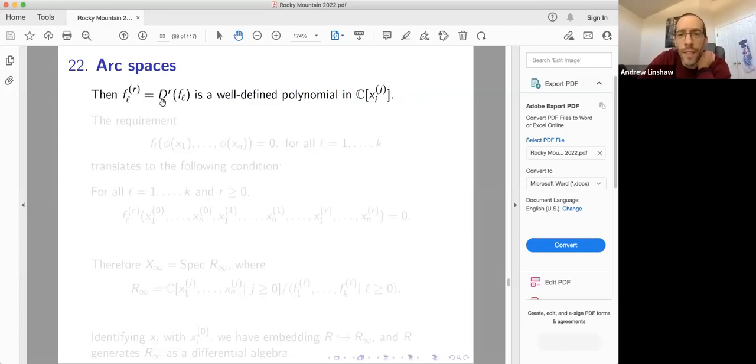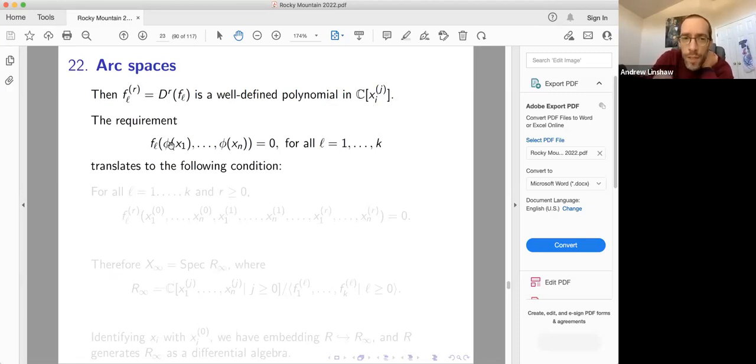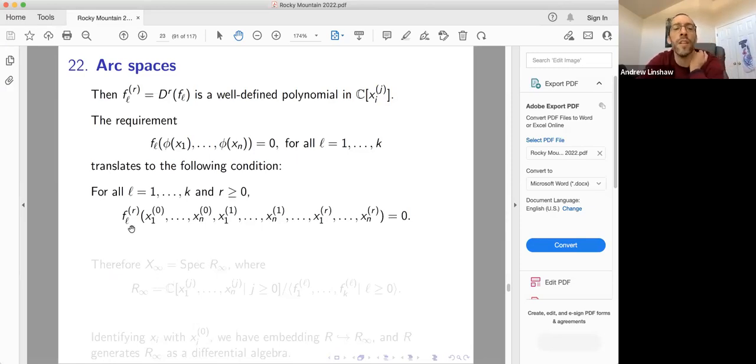And so I can apply D and powers of D to the generators of the ideal of relations. So f_{l,r} will be the rth derivative of f_l. This is a well-defined polynomial. Then it's not very difficult to check that the requirement that I need for this map to be a ring homomorphism, that all the f_l annihilate the images, translates to the condition that all the derivatives of the f_l, when I plug in all the variables that can appear, which is all the x's and the derivatives up to the rth one, are 0. And so this gives me a presentation of the ring of functions on X_infinity.